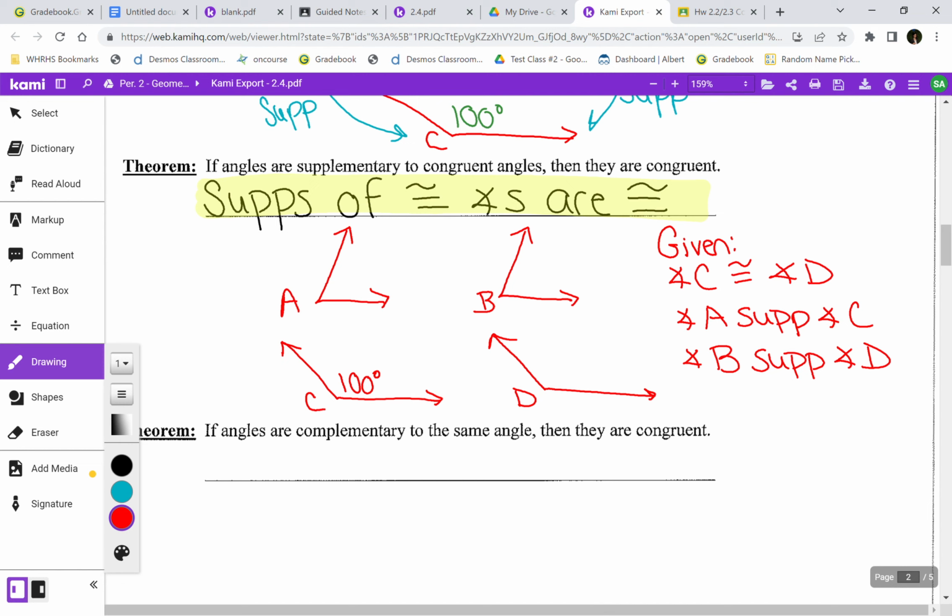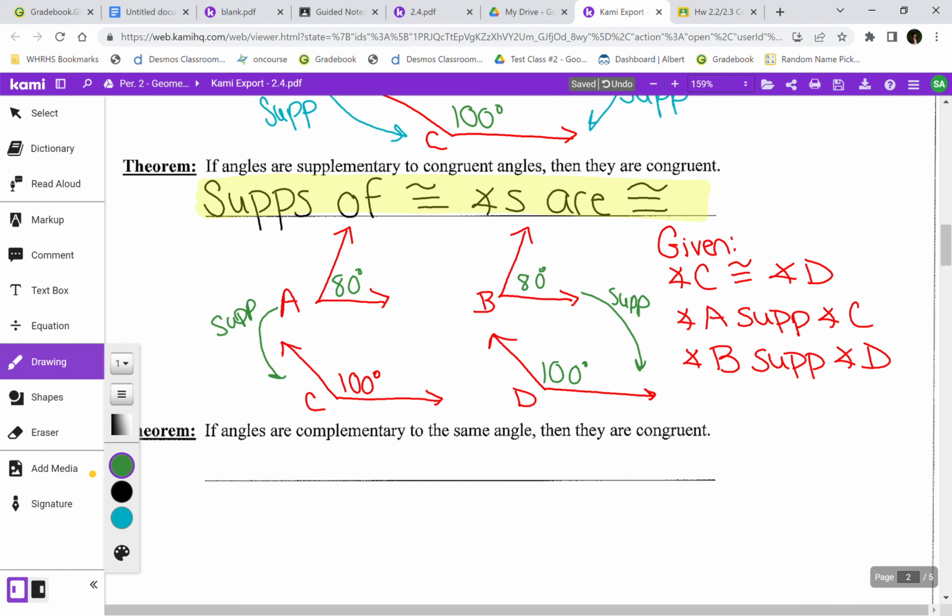Okay, so let's go through this. We were told in the given angle C is congruent to angle D. So what does that mean for angle D? It has to be how many degrees? Safia? 100. And now if angle A is a supplement to angle D, what does that mean for angle A? 80 degrees, you got it. And then if angle B is a supplement to angle D, what does that mean for angle B? It has to be 80 degrees.